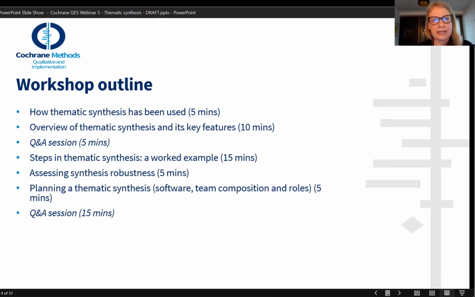And this will be questions really related to those higher level features and overview. And then I will go into talking about the steps involved in thematic synthesis in a bit more detail. And I'll also talk a little bit about how you might go about assessing the robustness of thematic synthesis. And then finally, I'll end with a few tips around planning the thematic synthesis. So I think I'm going to hand over to James for the next slides.